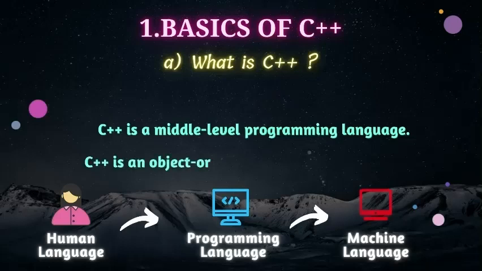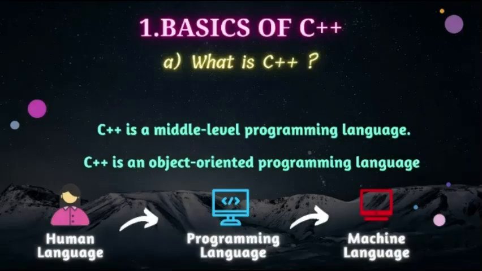Next, C++ is an object-oriented programming language. Why is C++ an object-oriented programming language? Any programming language that makes use of objects, classes and OOPS concepts is known as an object-oriented programming language. So now we are going to see what is an object-oriented programming language. An object-oriented programming language is a programming language that is built on the concept of objects.